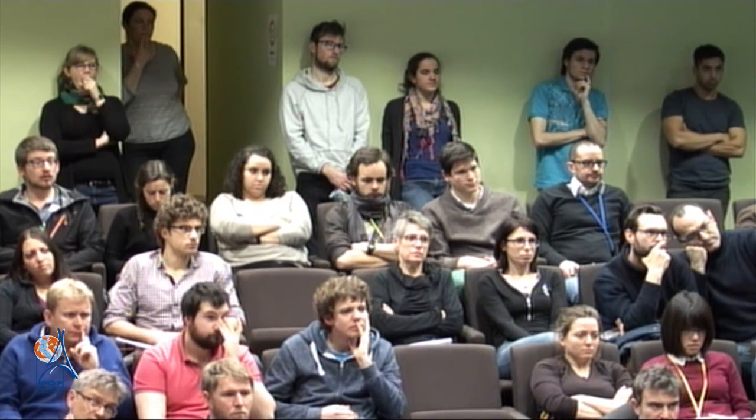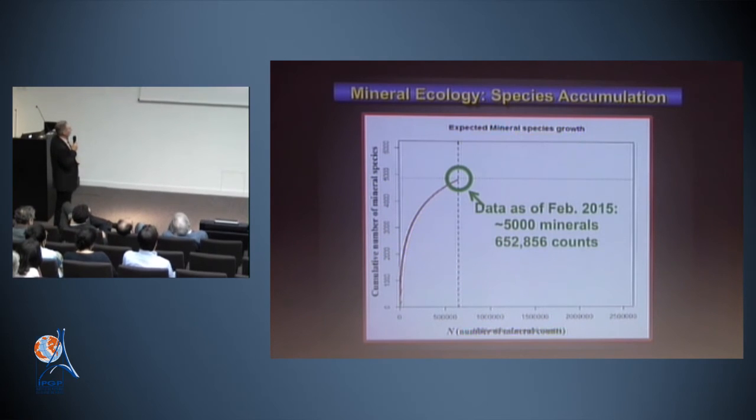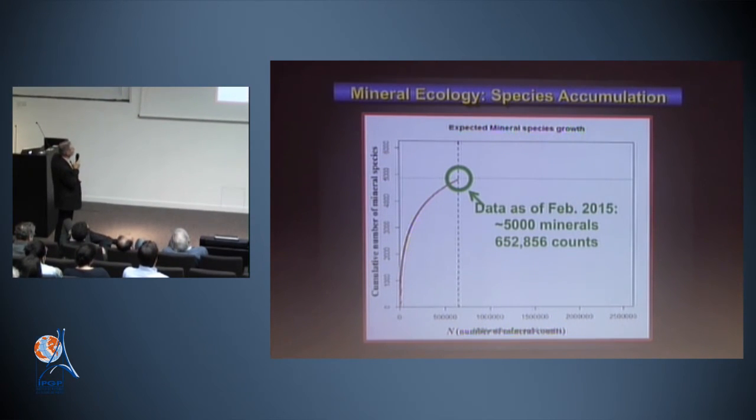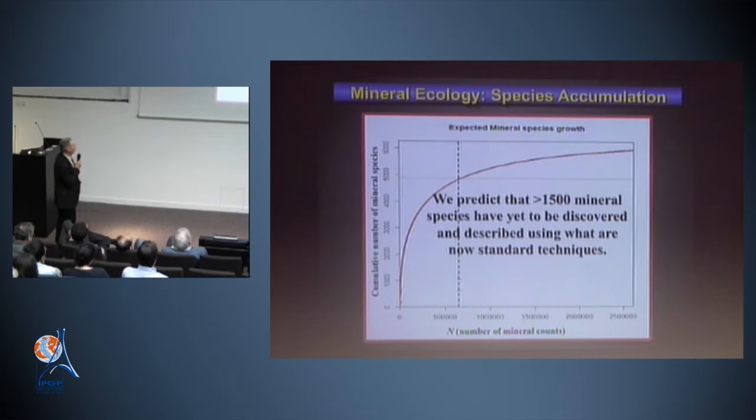On the vertical scale is the number of species that are known. Early on, you add species very quickly, but the more and more locality species data you have, the fewer new species are found. This starts tailing off. As of February 2015, we were at about 5,000 mineral species with 650,000 counts, but we can extrapolate into the future. And what it means is we now know that there are about 1,500 missing minerals on Earth.